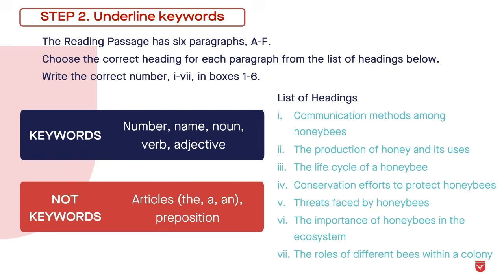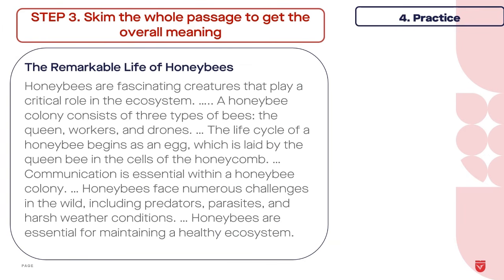How did you do? All right, here are the keywords of the headings. Now, let's spend some time skimming the whole passage to get the overall meaning. Remember that you don't have to read every single word. You can focus on the first paragraph as I show you on the screen. I'll give you 30 seconds to read it.